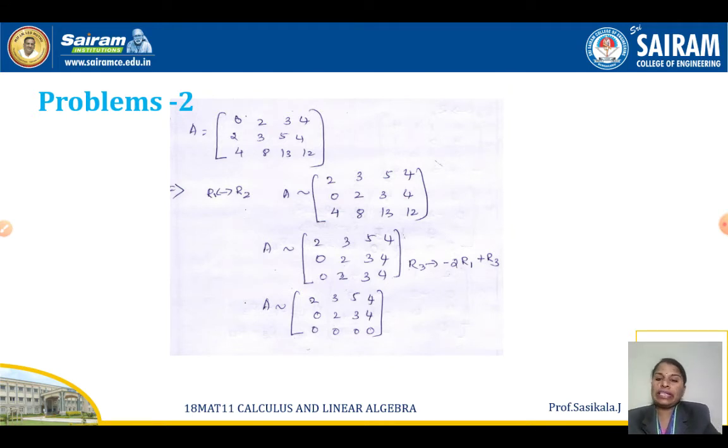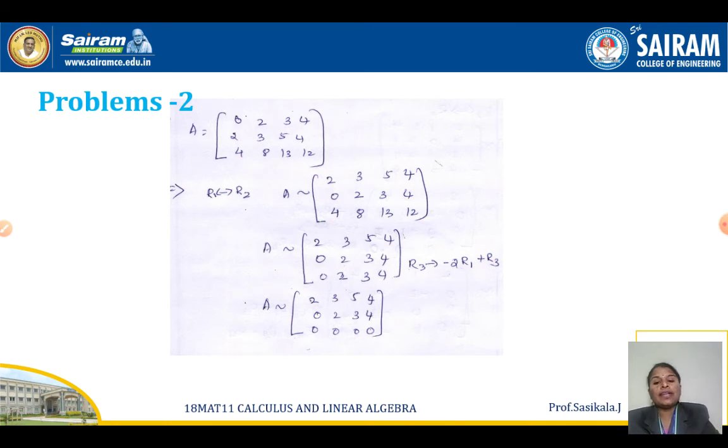Better we can interchange by using the first elementary transformation, interchange any two rows, isn't it? The operation done is R1 implies R2. So it is interchanged. A implies 2, 3, 5, 4, 0, 2, 3, 4, 4, 8, 13, 12. So interchanged, and the remaining third row remains the same.